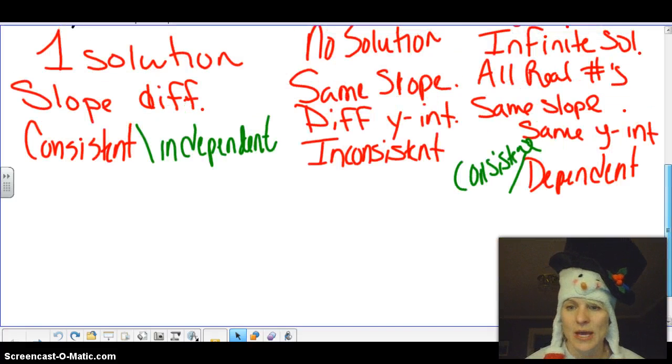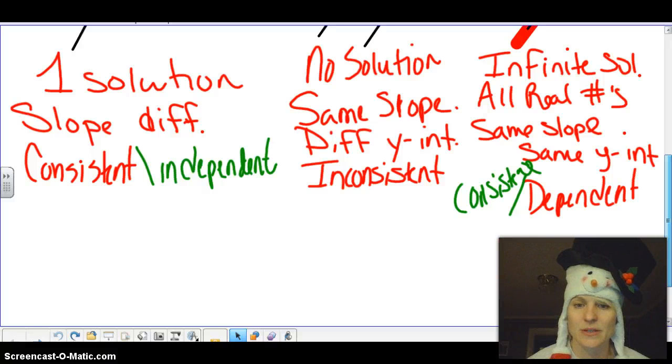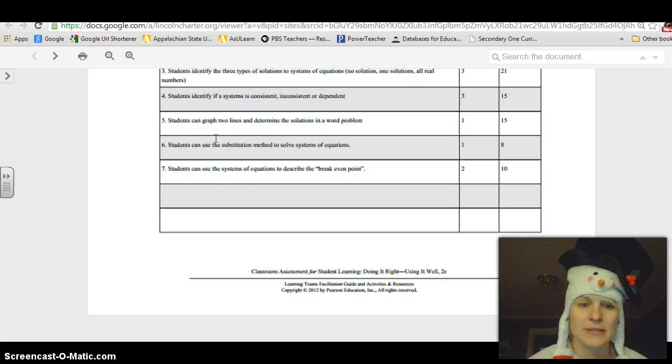So if you don't have your notes on those 3 types, you might want to take a minute and pause the video and write it down. Make sure you know it. Okay, so that takes care of these 3 and 4 learning targets. Number 5 says a student can graph 2 lines and determine the solutions in the word problem. Okay, so that is graphing 2 lines on your calculator or on a piece of paper and finding the solution.